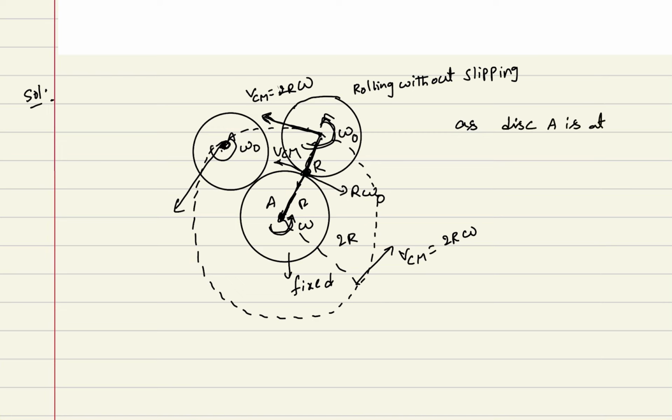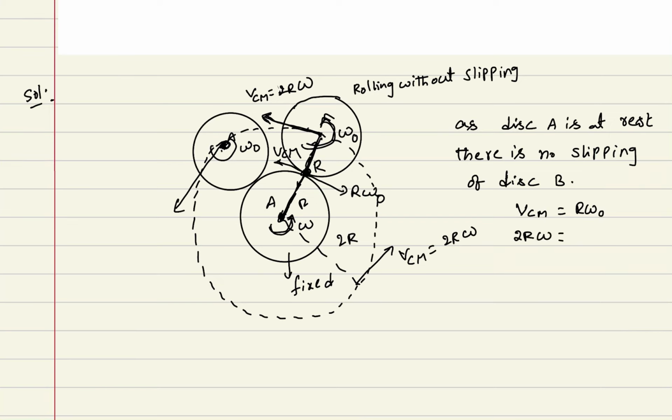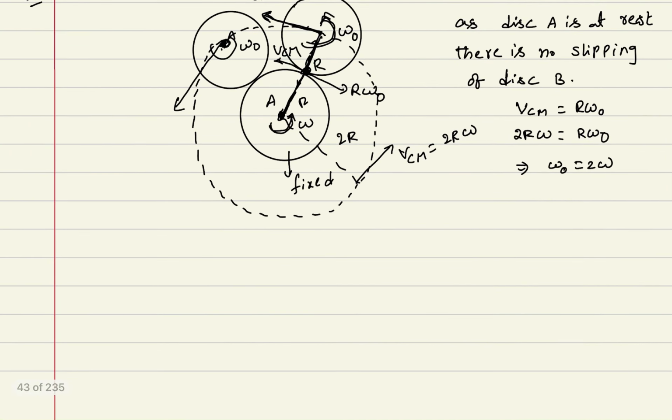At this point we can see the velocity of the center of mass, as disk A is at rest and there is no slipping of disk B. You can write the velocity of the center of mass of disk B is equal to r into omega naught. This value 2r into omega is equal to r into omega naught. Finally you will get the angular velocity of disk B about its center is 2 times omega.